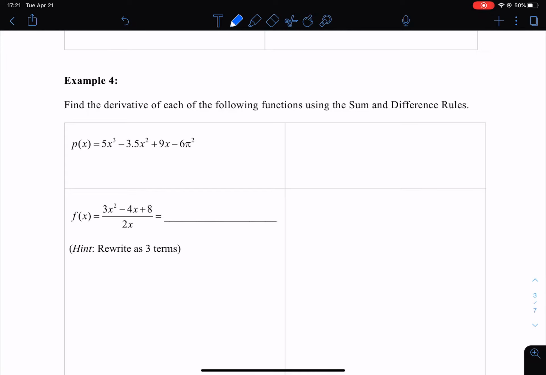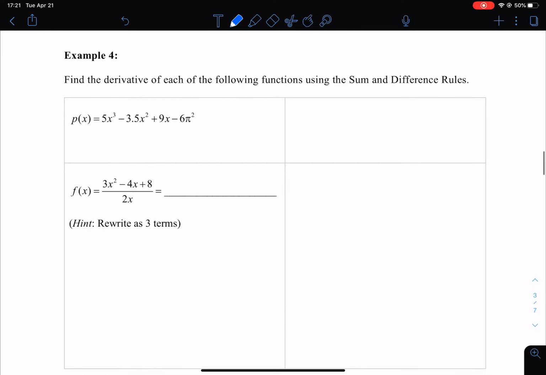Okay, example 4, we're going to talk about this one. First, let's rewrite it. This equals 3x squared divided by 2x, minus 4x divided by 2x, plus 8 divided by 2x. So you can see the first term is just 3/2 x, minus 2, then plus 4 over x.